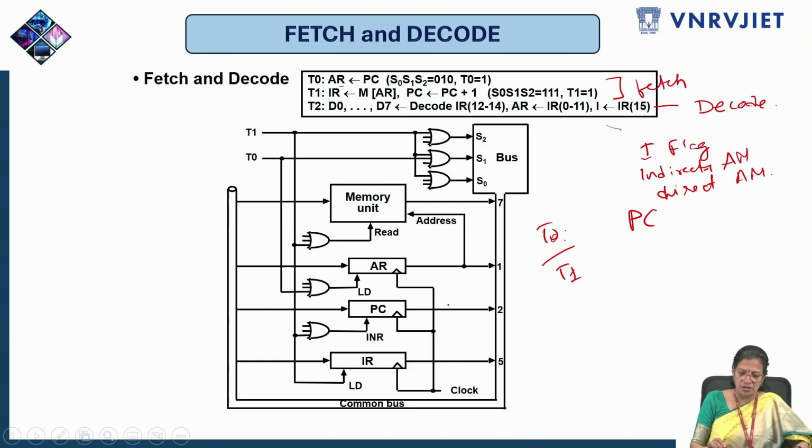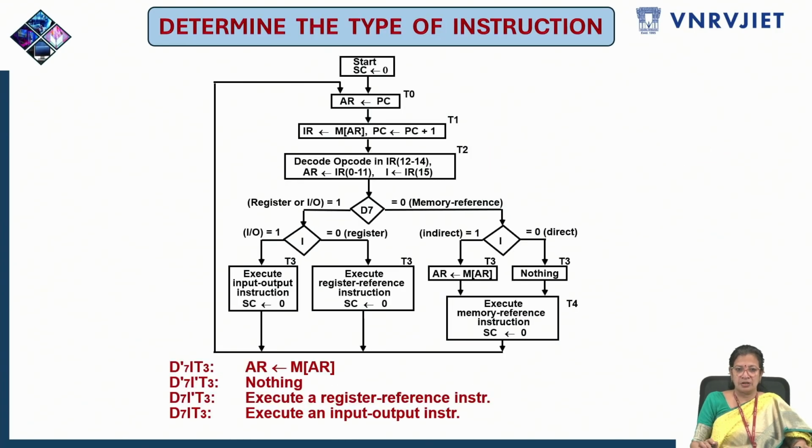So that is fetch. And for decoding, IR will be given to the decoder unit. Different sections will be divided and will go to different registers. Address will go to the AR register, the I bit will go to the I flag, and bits 12, 13, 14 will be going to the decoder inputs. So this is how fetch and decode can be explained.